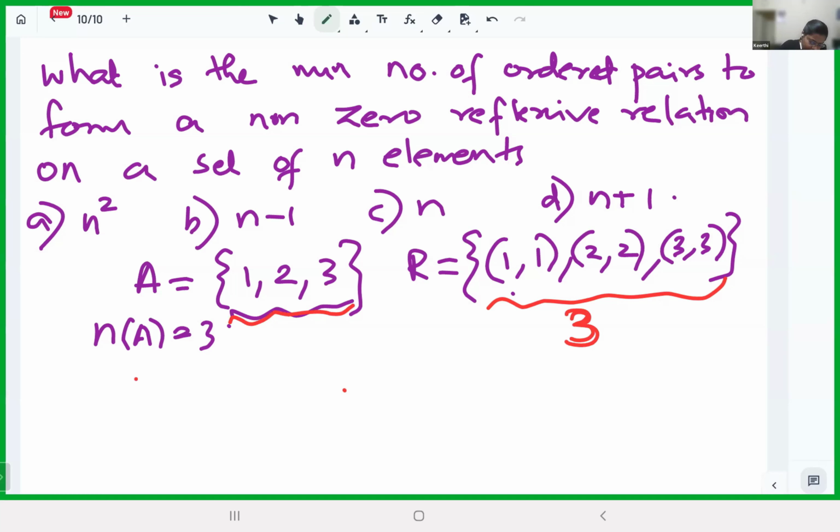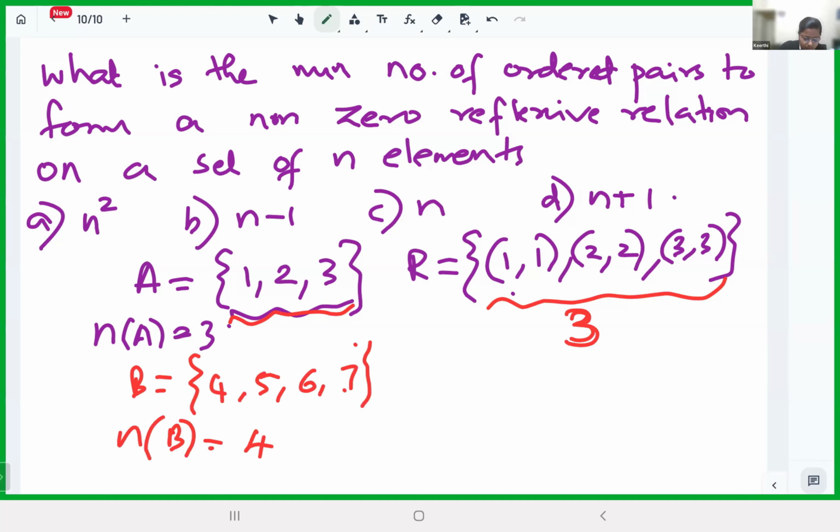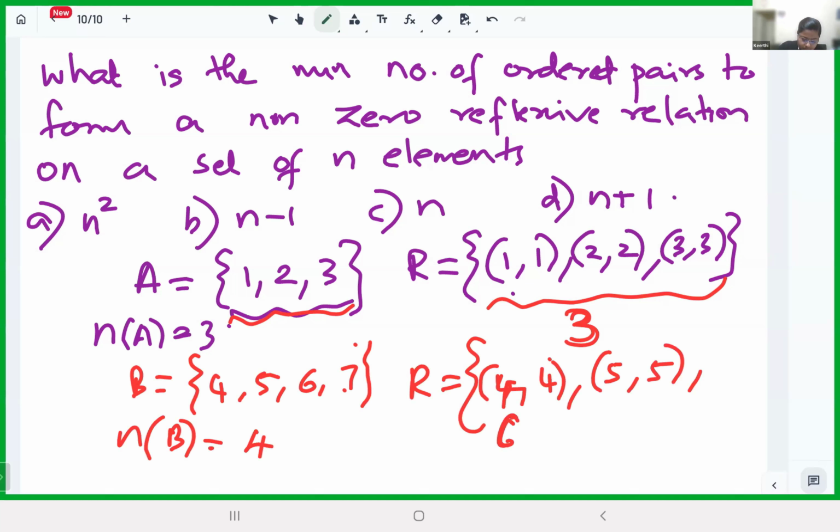So if you take set B equal to {4, 5, 6, 7}, what is the number of elements in set B? That is nothing but 4. So if you are going to define a reflexive relation on B, then it should definitely contain (4,4), then (5,5). Similarly, (6,6) should be there, and also (7,7). So here, what is n(R)? n(R) is equal to 4. This relation is reflexive, right?